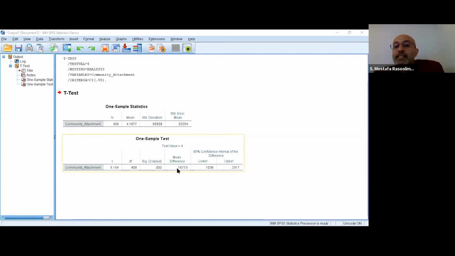Mean difference is 0.1677. This is the difference between the average or mean of our sample and a specific value. This is positive, which means the average community attachment from our sample is higher than the average of community.